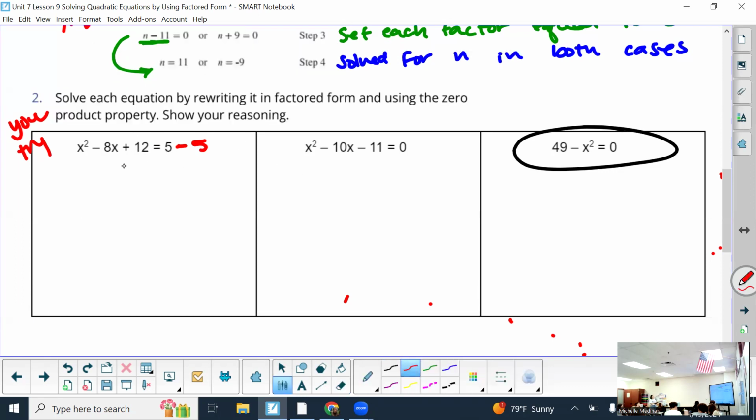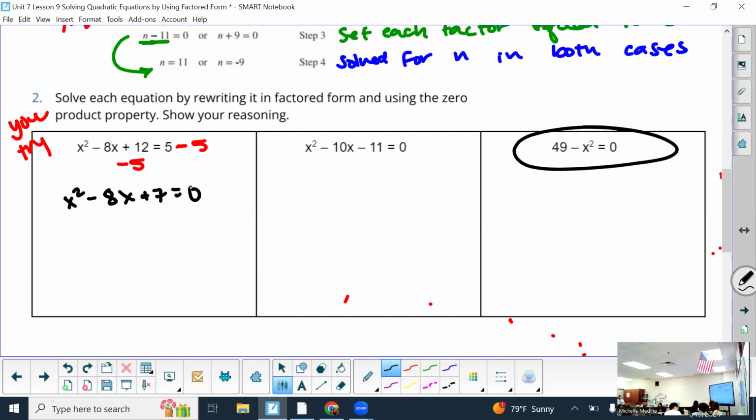Whatever you do to one side, you have to do to the other side. Notice that I lined it up with its like term. Sometimes you'll have to set it equal to 0 and it'll be a 2x that you have to move, or an x squared that you have to move. No matter what it is, you can only combine it with its like terms. So my left side becomes x squared minus 8x, which is 12 minus 5, 7, and it's positive, so plus 7 equal to 0.